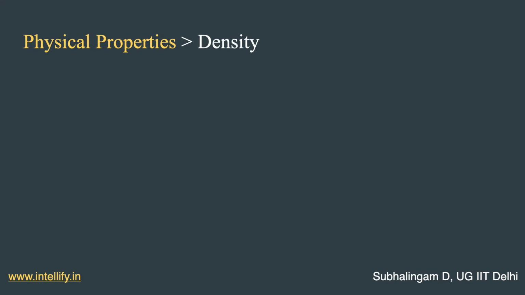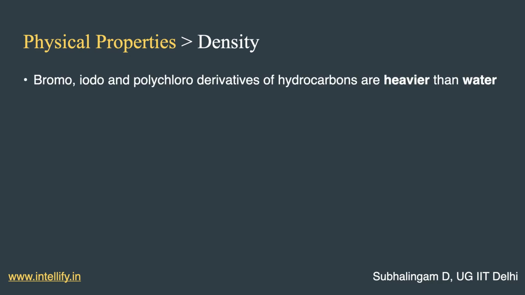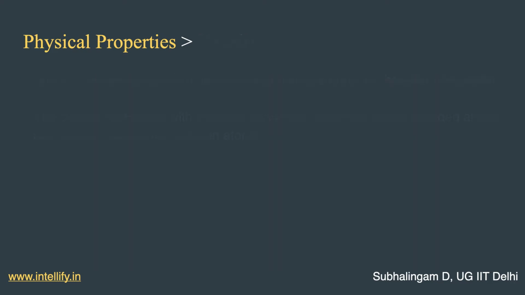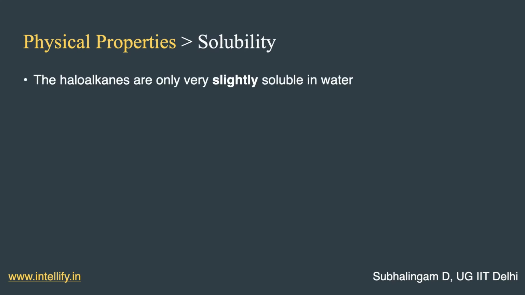So with that, we have finished melting and boiling points, and now we come to density. Bromo, iodo, and polychloro derivatives of hydrocarbons are heavier than water, and hence the density increases with increase in the number of carbon atoms, halogen atoms, and atomic mass of halogen atoms. Next, let's look into the solubility of these compounds.